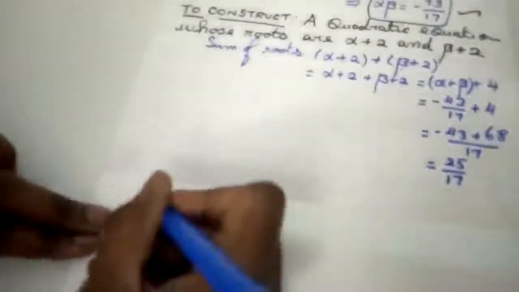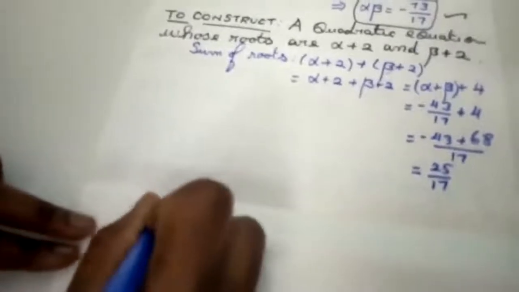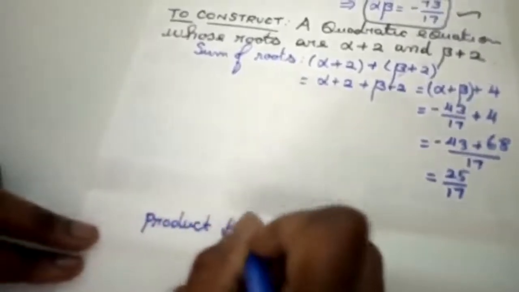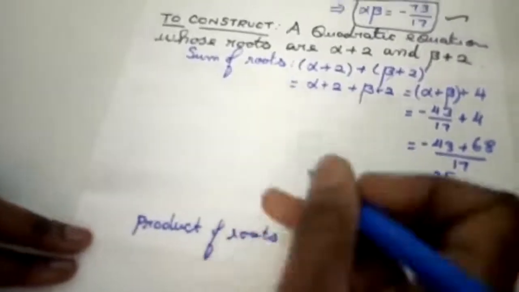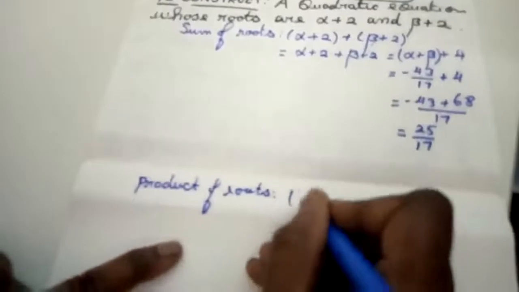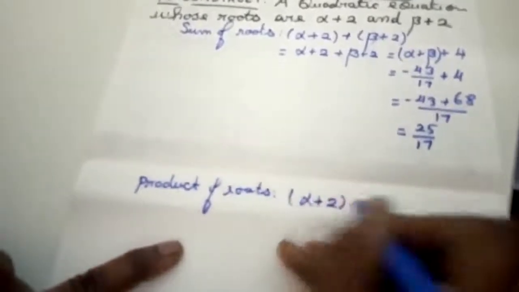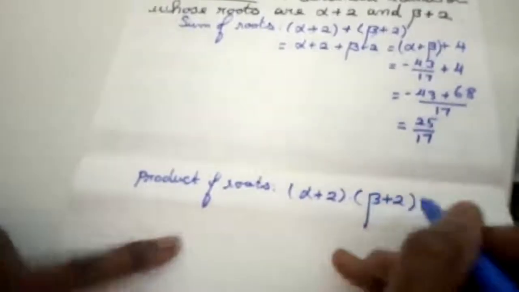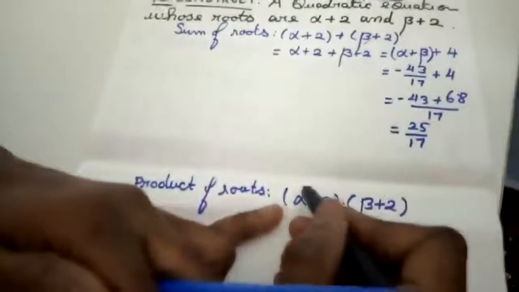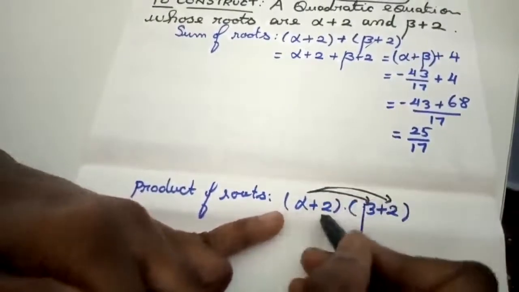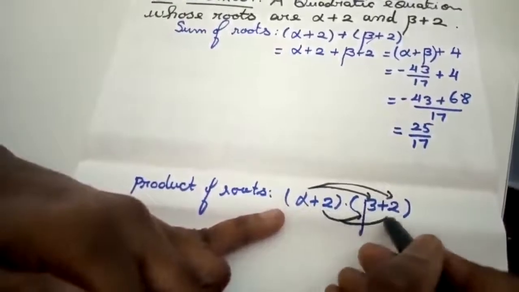That is, the product of roots. I am going to multiply alpha plus 2 into beta plus 2. So how am I going to multiply here, students? That is alpha into beta, alpha into 2, 2 into beta, 2 into 2.